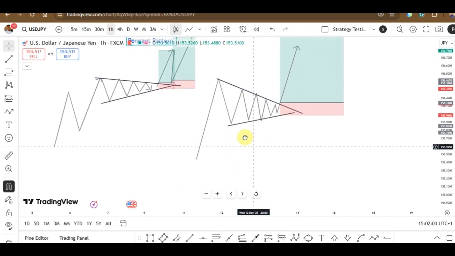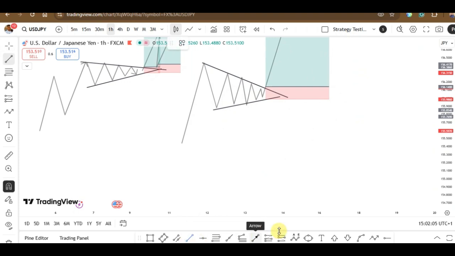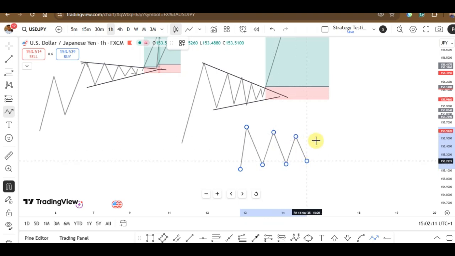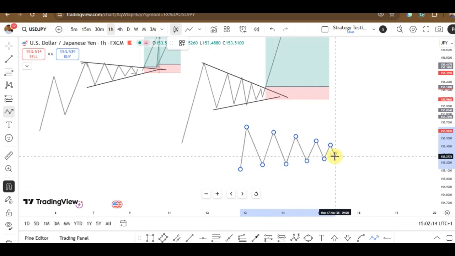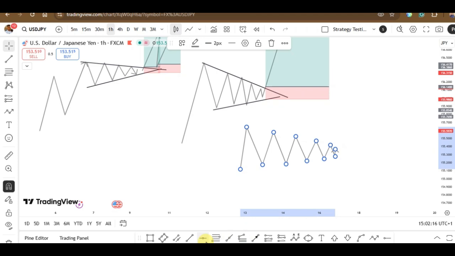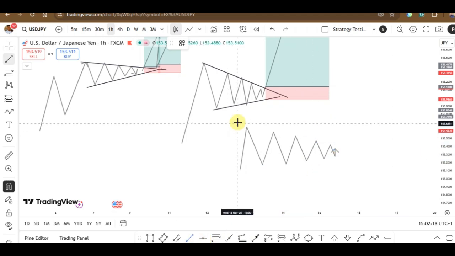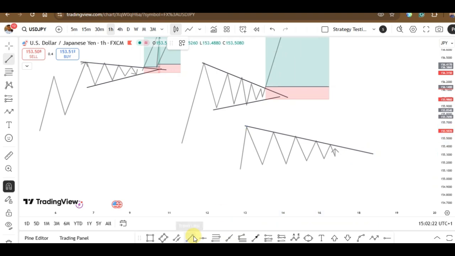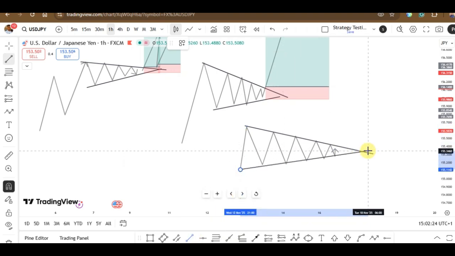If you talk about a symmetrical triangle, if you want to mark it, you are going to have something like this. A symmetrical triangle is a bilateral candlestick chart pattern formation, which I'm going to explain in the next video. So I'm not going to be talking about the symmetrical triangle today.